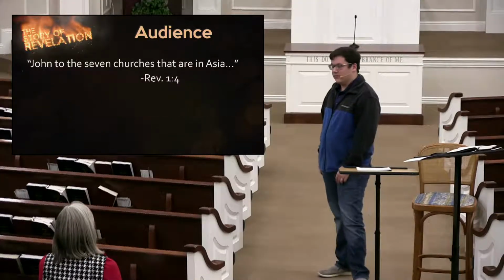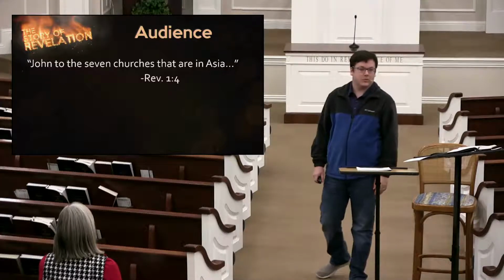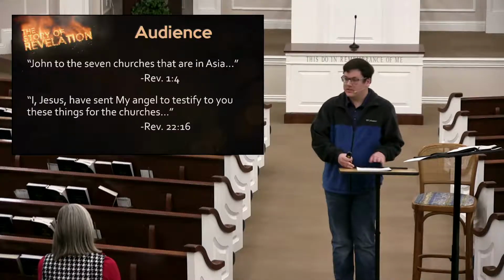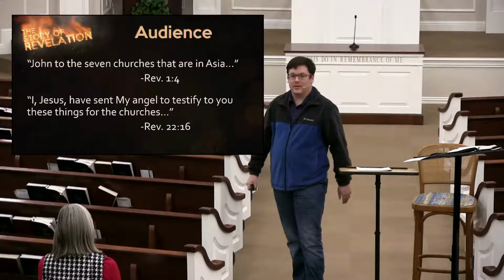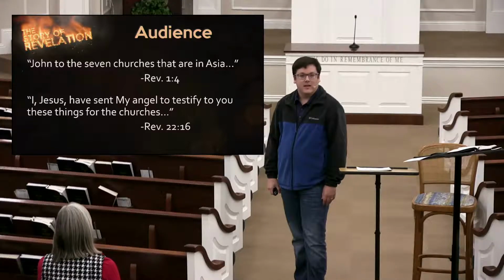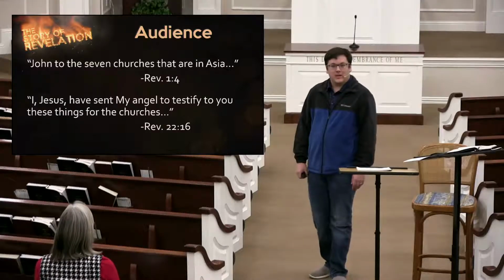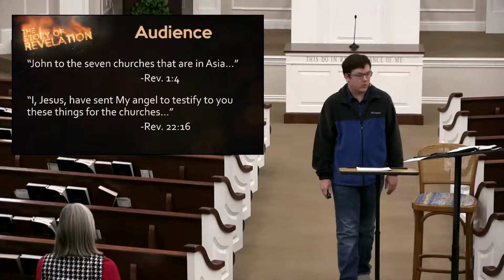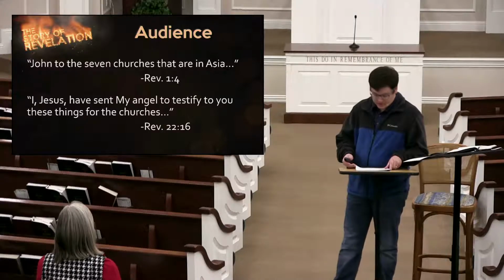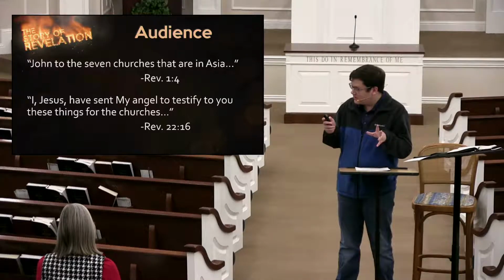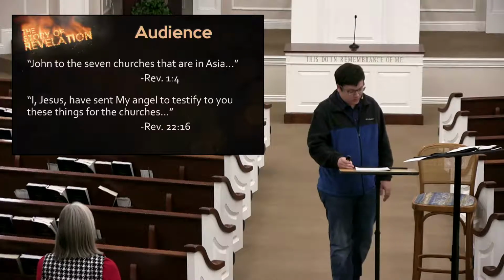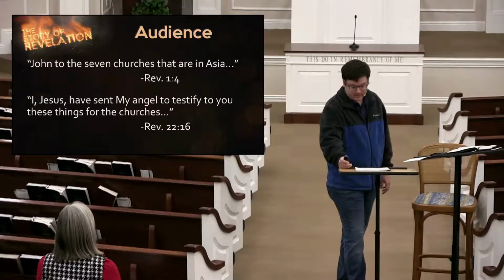Like we just saw in verse 4, John says that he's writing to the 7 churches. You skip all the way to the last chapter, in chapter 22, verse 16. He says, I, Jesus is speaking here, have sent my angel to testify to these things for the churches, these 7 churches. From cover to cover, Revelation was written for these churches.